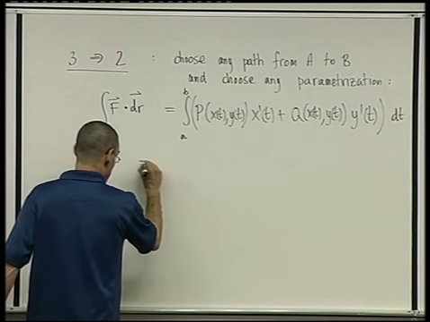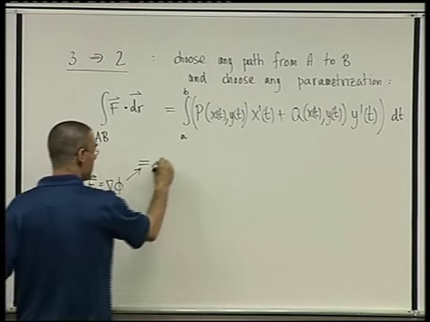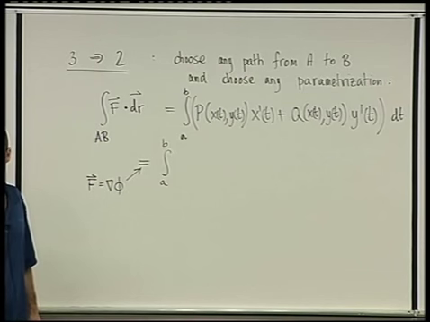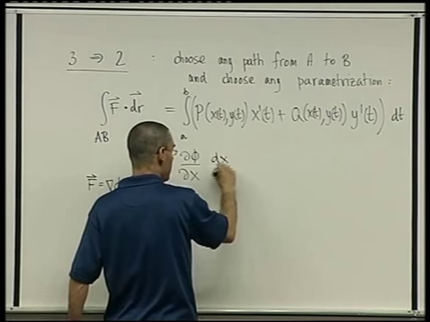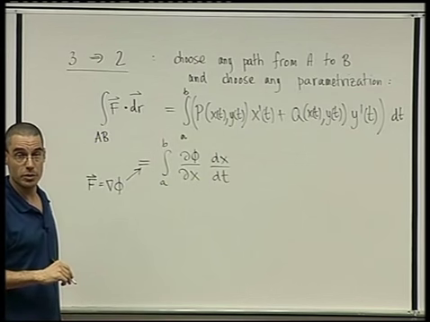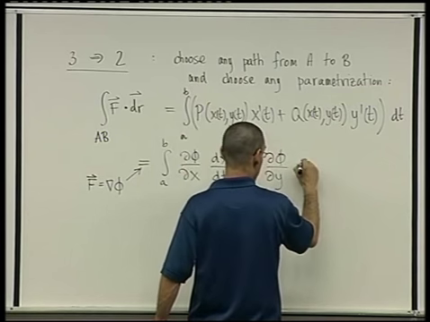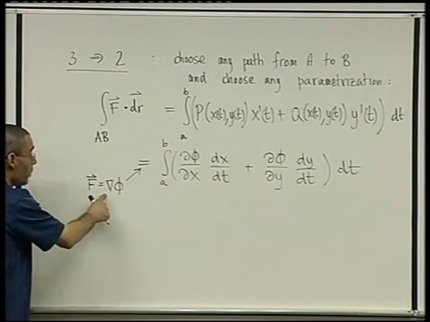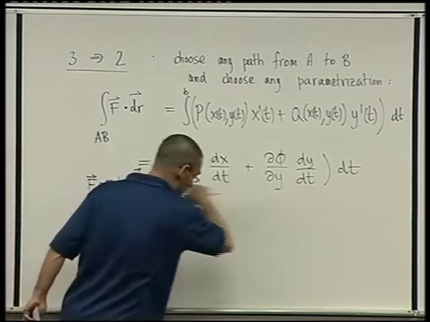Now, we know that f is the gradient of some scalar function. What that means is that p is the derivative of phi with respect to x. That's what it means, right? So instead of p, I'm writing d phi over dx. And instead of x prime of t, I'm going to write dx over dt. You agree that that's the same thing, right? Just different notation. Plus, q is d phi over dy, and y prime is dy over dt, and then dt. Here I used what's given in this direction, 3, that f is the gradient of some scalar function. Do you recognize anything? Does this look familiar?